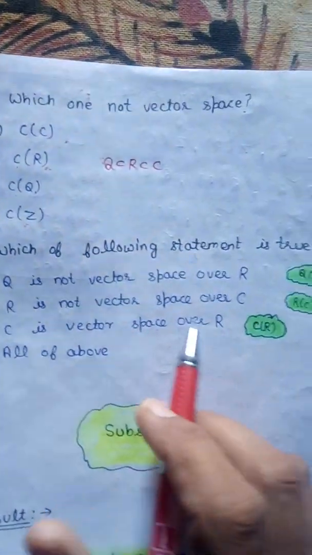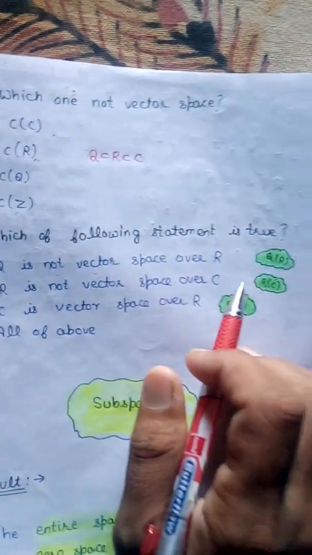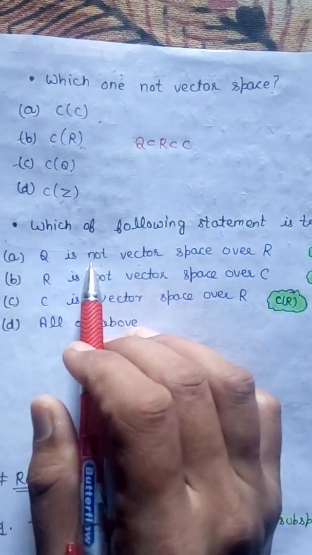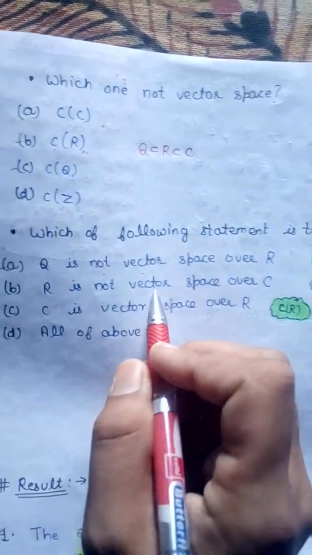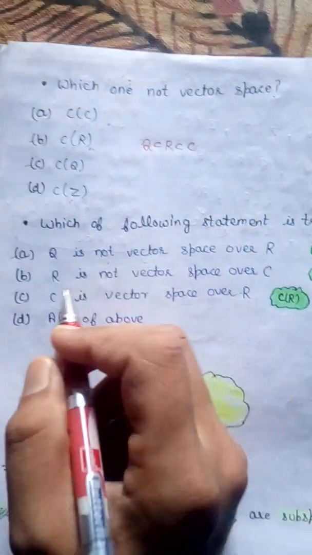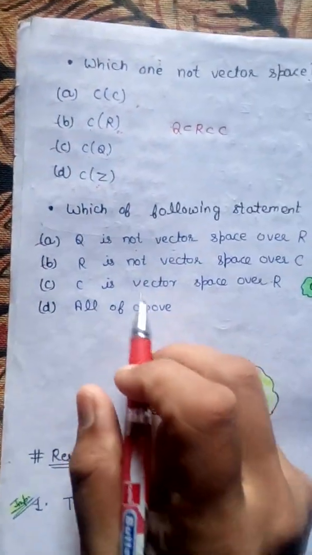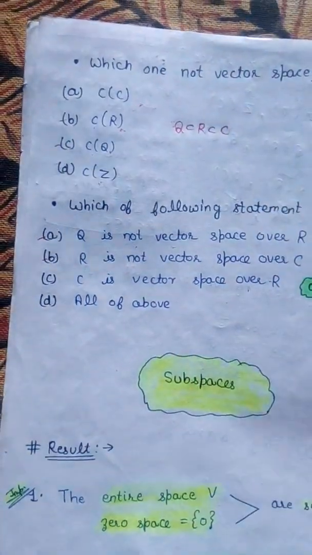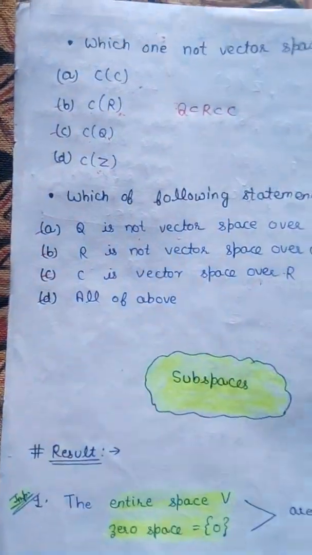And the next question: which of the following statements is true? Q is not a vector space over R, it is true. R is not a vector space over C, it is true. Not means नहीं है. C is a vector space over R, it is true, हाँ है. So all of these.